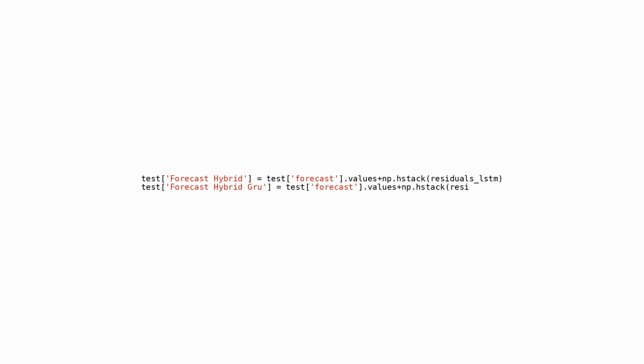Essentially, the snippet generates two hybrid forecast columns in the test data frame by combining the forecast values with residuals from two different models, LSTM and GRU. These models are commonly used in predicting sequences or time series data in recurrent neural networks.